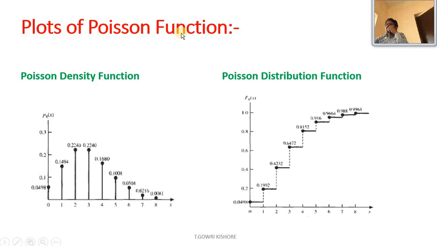Plots of the Poisson function. This plot represents the Poisson density function and this plot represents the Poisson distribution function. The Poisson distribution function will always be in the form of a unit step, and the density function will be in the form of impulses. So it is defined only at particular points.